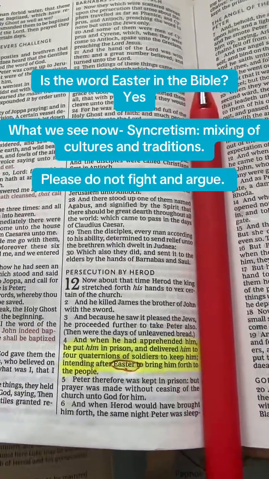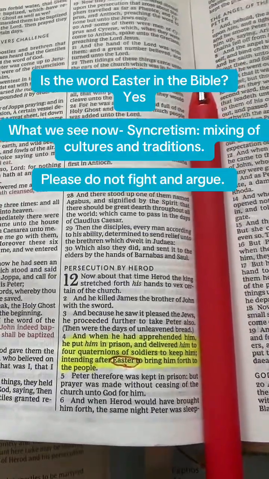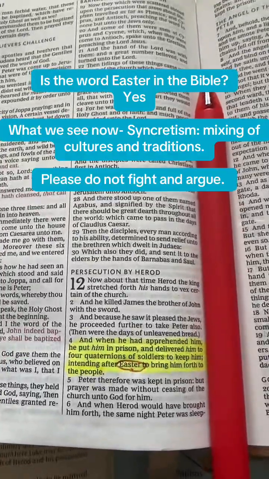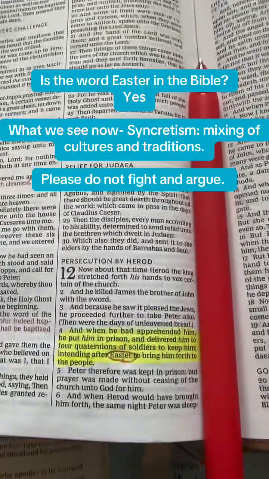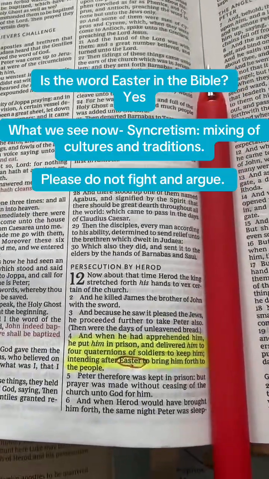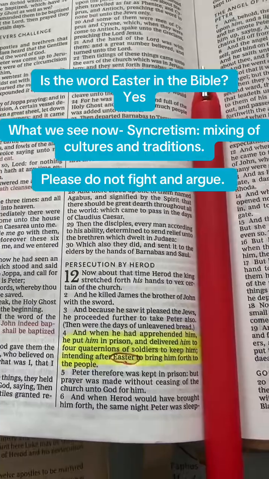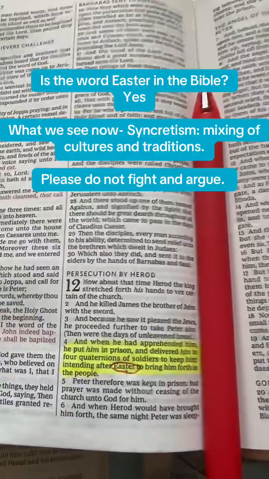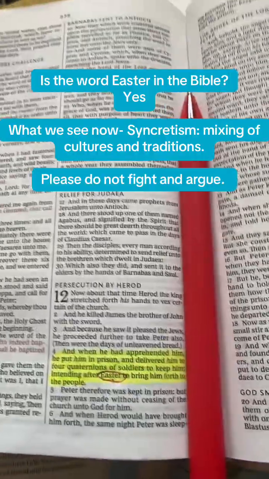I lost my thought. So a transliteration of Pascha would be Pascha. A translation of Passover, or in older English, is Easter. The translation of Passover was Easter. I'm not trying to argue about it. I'm just trying to tell you the facts. So let's get to the nitty gritty.